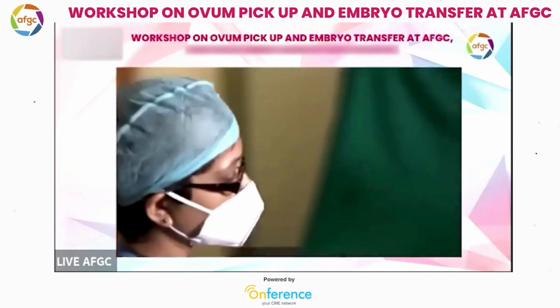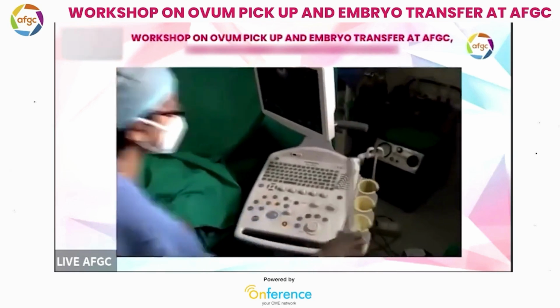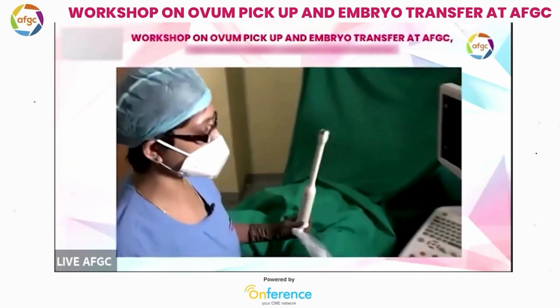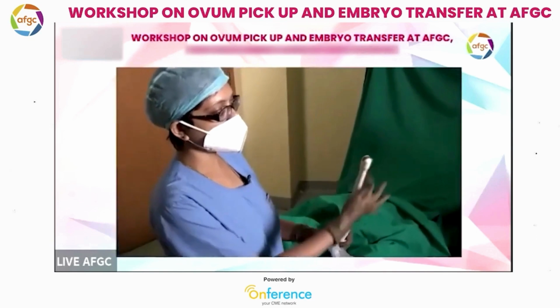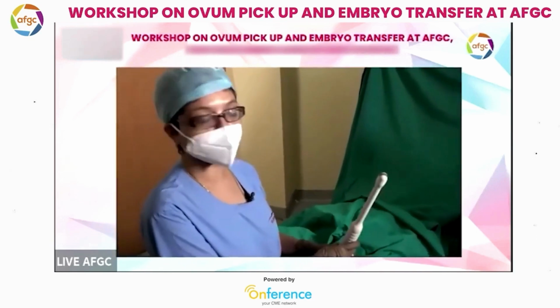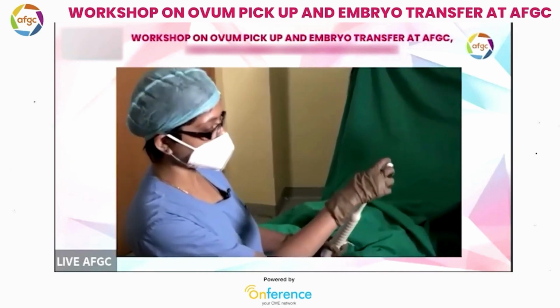A little bit about the machine. This is the Hitachi Aloka. You can use any good machine. This is the 7 megahertz transvaginal probe. This is the transducer tip.